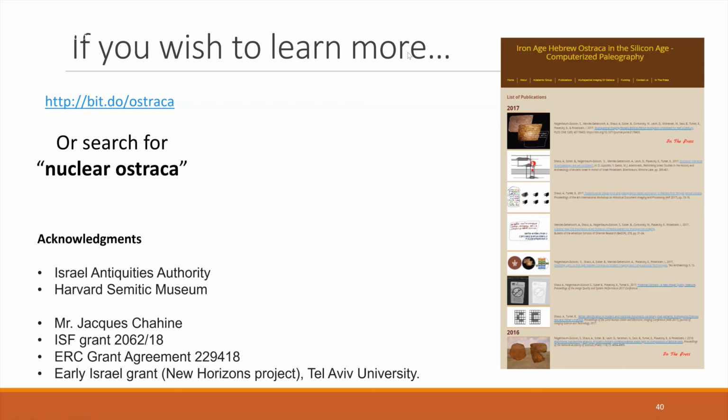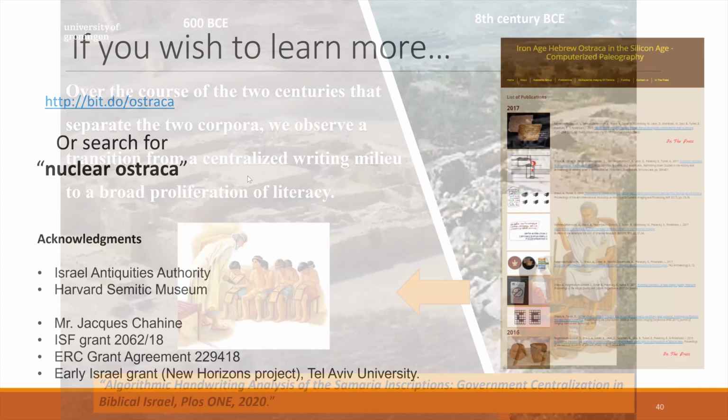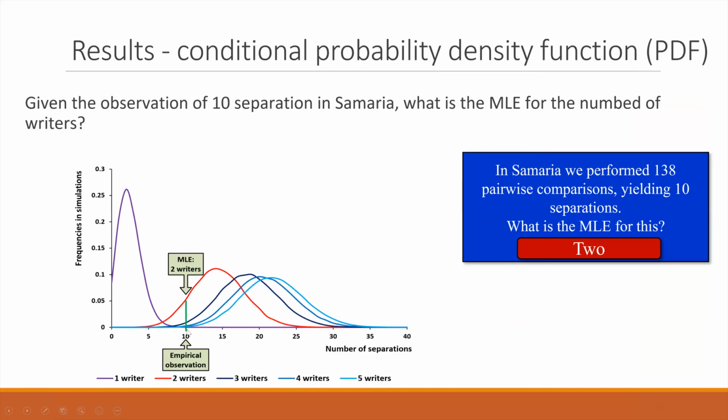I have a technical question. You chose the two-writer setting, but the peak for the Monte Carlo count for one writer is much higher. So what makes you decide on the two-writer solution? The two-writer solution was based on the observation that we have 10 separations. What is the number of writers that could have resulted in the 10 separations that we have in the table of the Samaria?